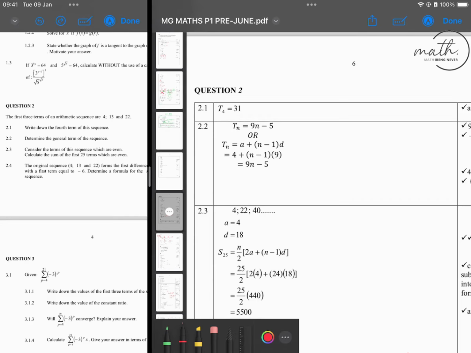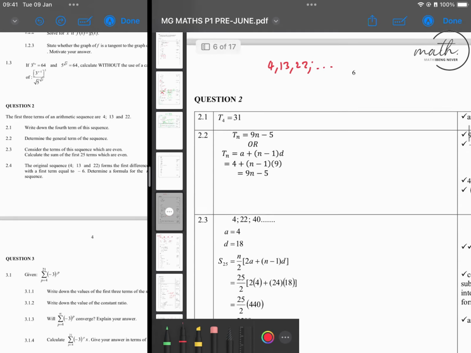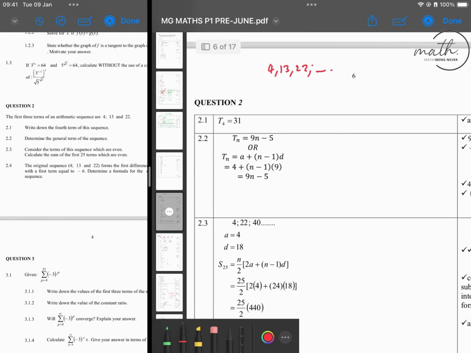The first 3 terms of an arithmetic sequence, 4, 13, 22, are given there. So it's arithmetic. It says write down the fourth term of the sequence. To write down the fourth, you just need to know what's next, so you just find the differences and then you use that.